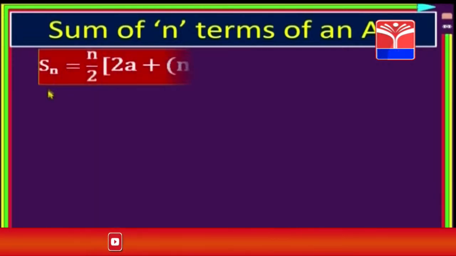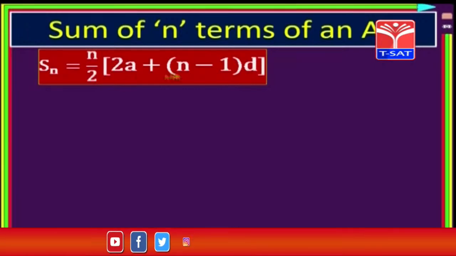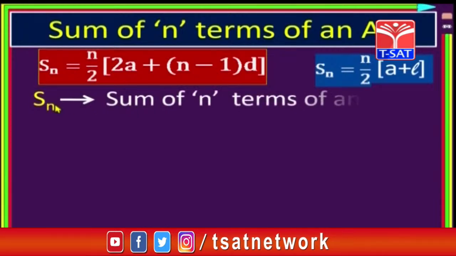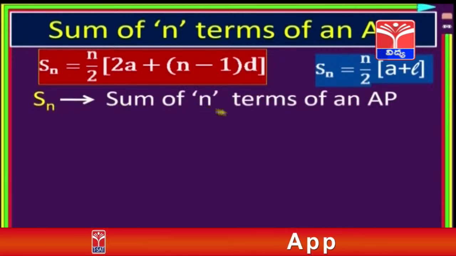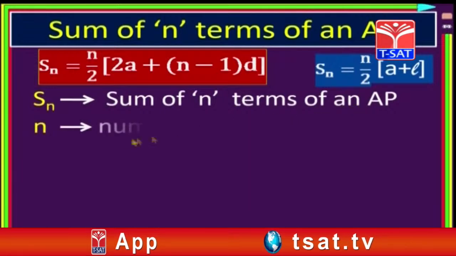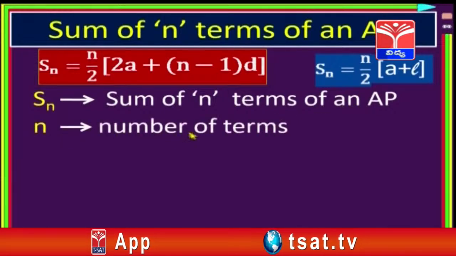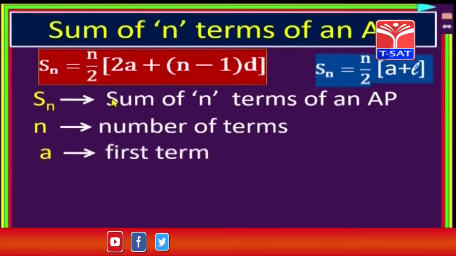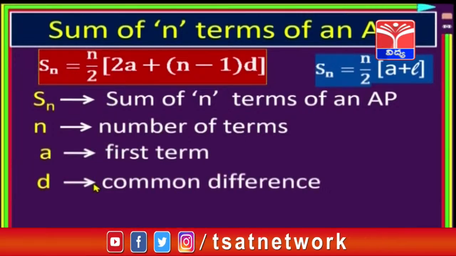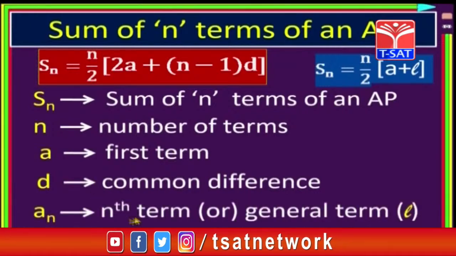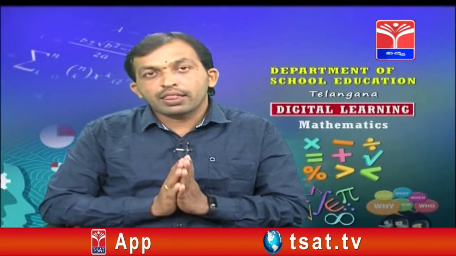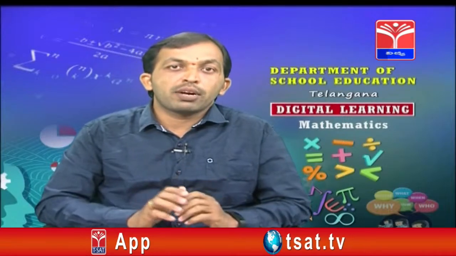So these are the three formulas for the sum of n terms of an AP. So this is the formula, Sn is equal to n by 2 into (2a plus (n minus 1) into d), and this is also. Now what is Sn? Sn is nothing but the sum of n terms of an AP, and here what is n? Number of terms in the given AP. And what is a? a is the first term, and d is the common difference. an is the nth term or general term. So these are the terms of Sn. We have seen what is Sn. Sn is equal to n by 2 into (2a plus (n minus 1) into d), right?